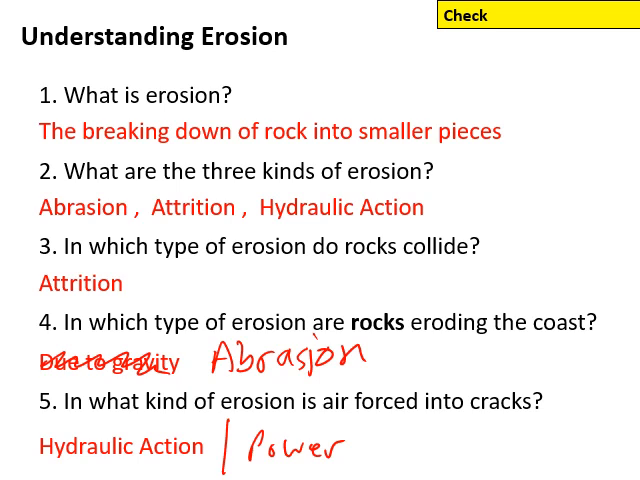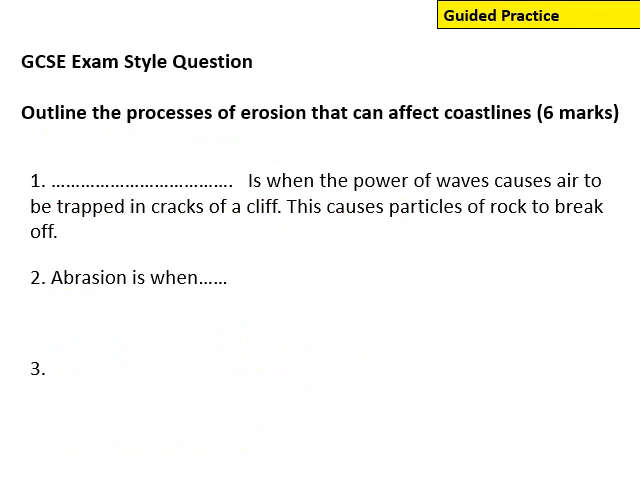What we need to do is put that together. So we've got a little bit of writing. I'm going to guide you through the process. But the exam can sometimes ask us about these erosion processes. They might ask you about one process for just 1 or 2 marks. They might ask you about all 3 processes for 6 marks.